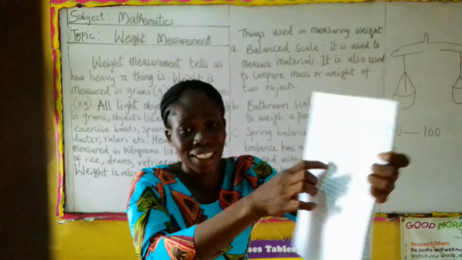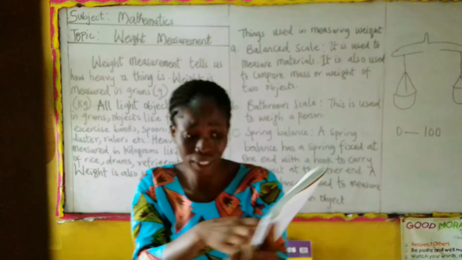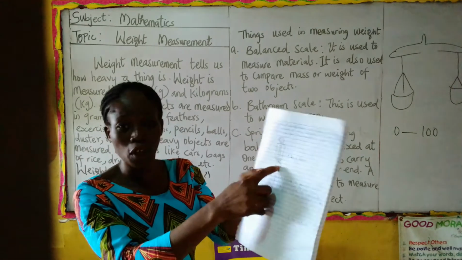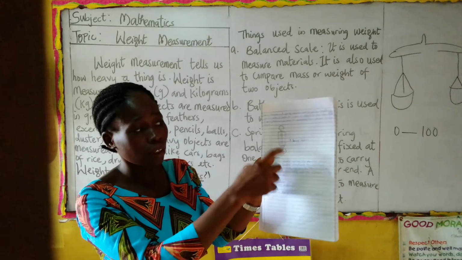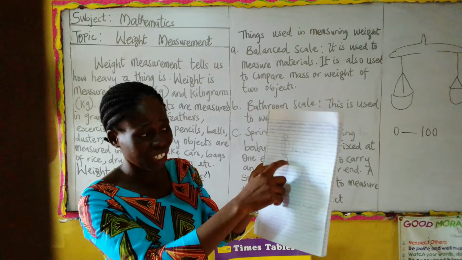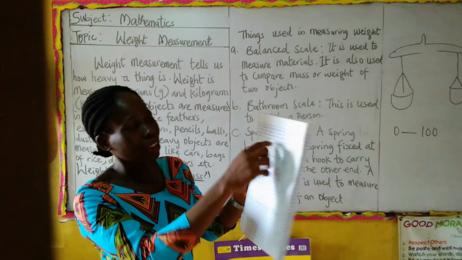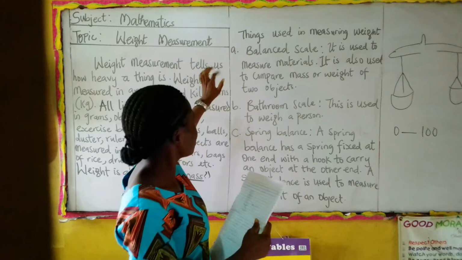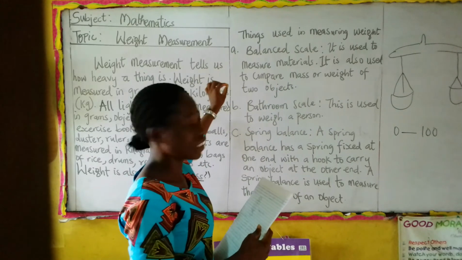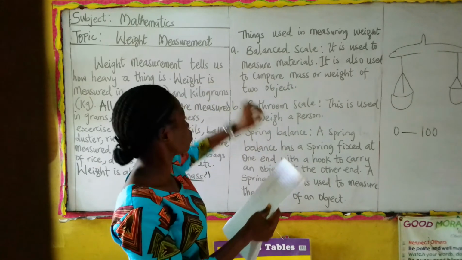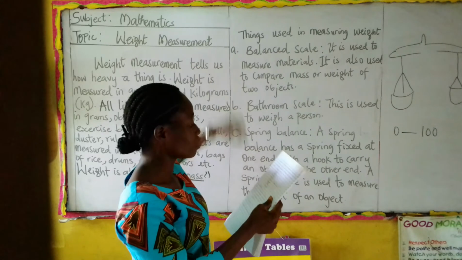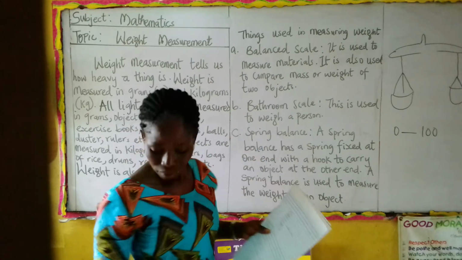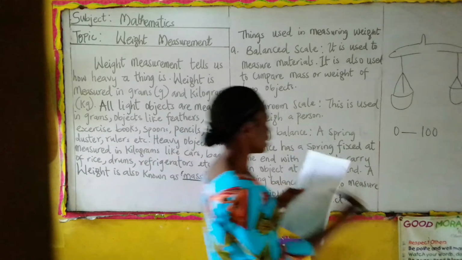When you want to ascertain if an object is heavy, you hang that object on the spring here, and this is hung on the wall or whatever. Maybe a nail is already fixed on the wall. So you just hang the spring balance there, and then you hang the object on the spring itself, and then you see the counting.